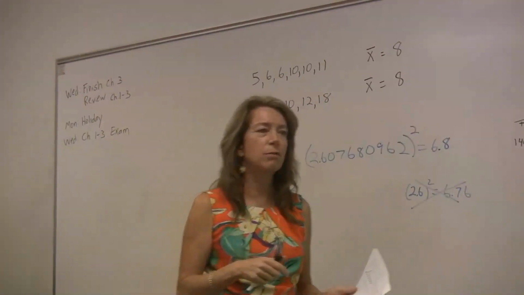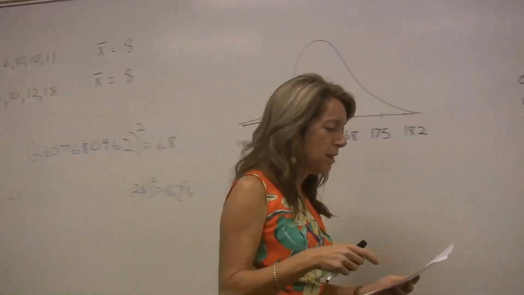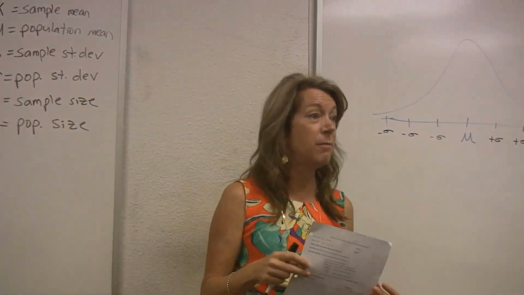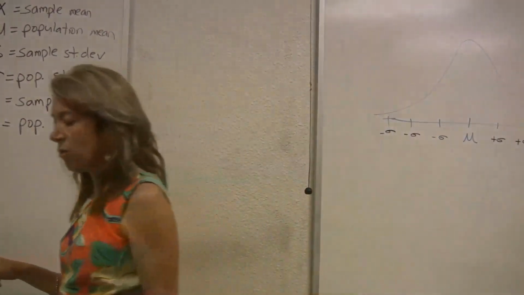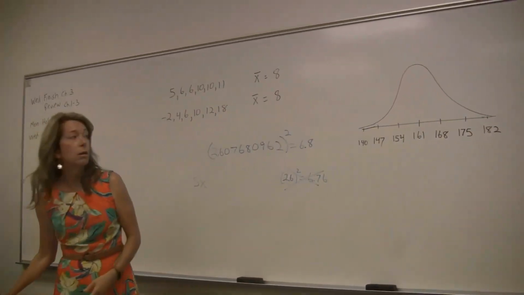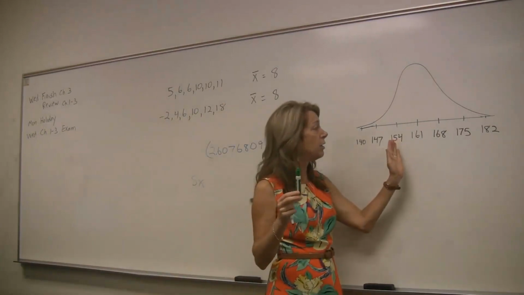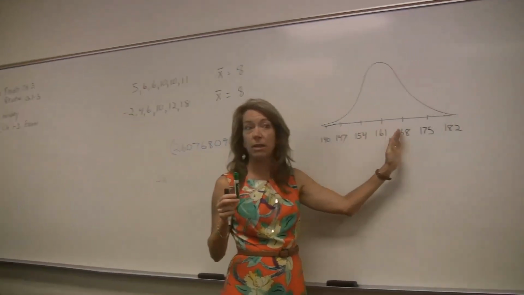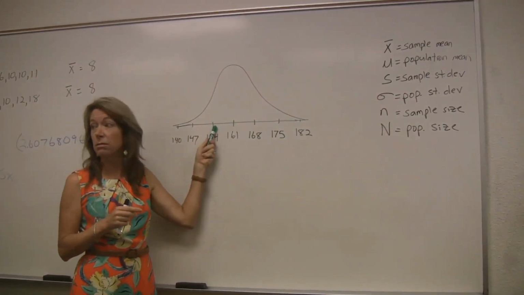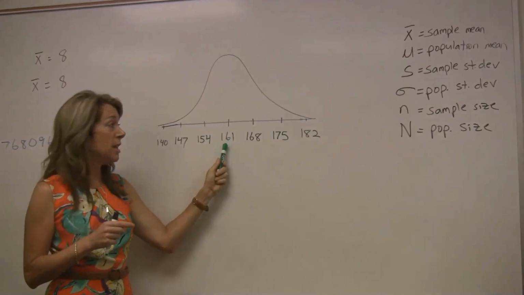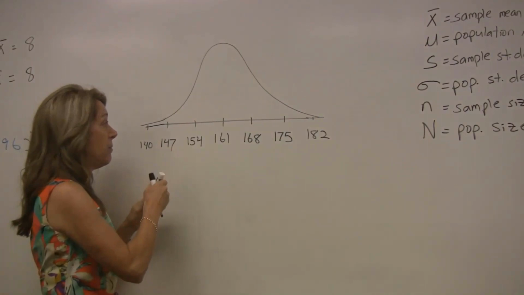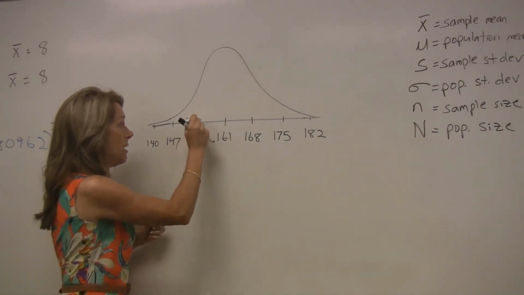Now let's talk about this empirical rule up above. It says about 68% of the data are within 1 standard deviation of the mean. What does that mean to us? 154 to 168. So let's point at it. These people are 1 standard deviation below the mean. These people here are 1 standard deviation above the mean. Just from here to here, right there on the line.